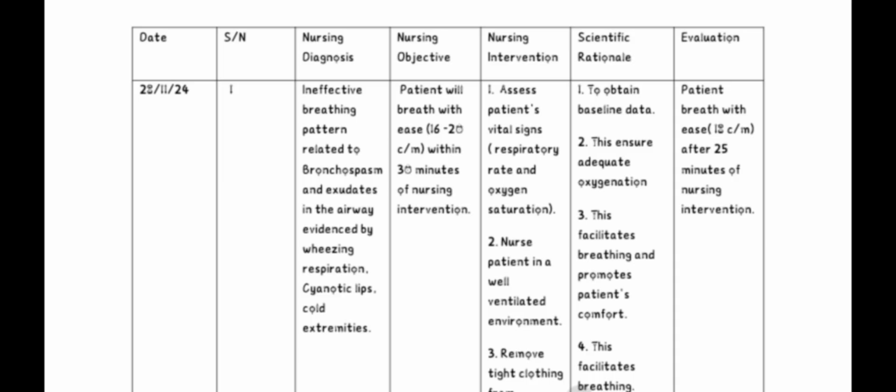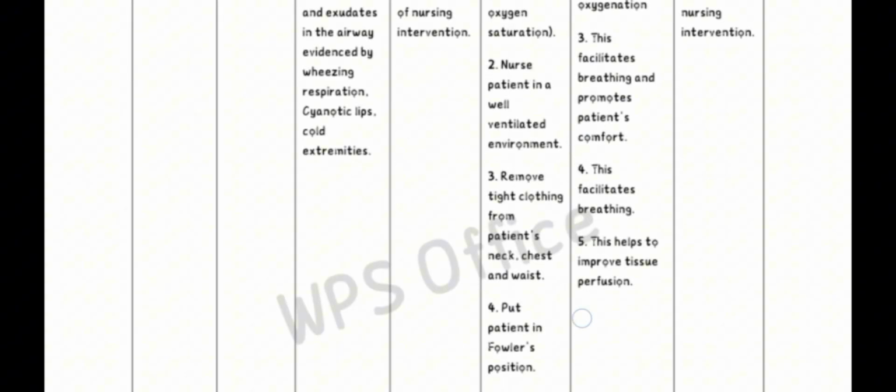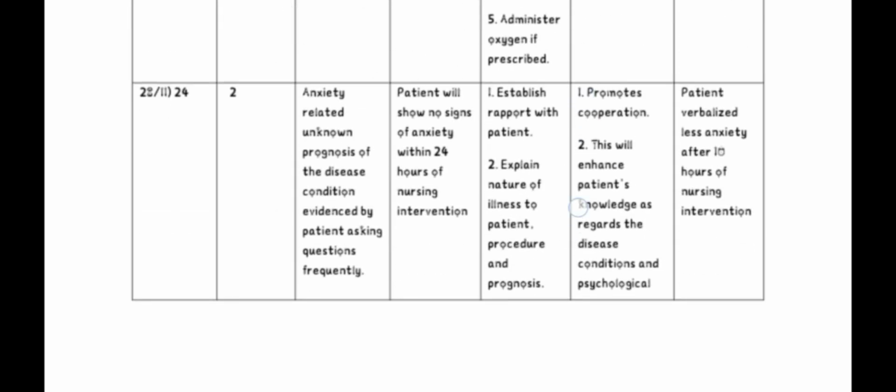So our nursing care plan has to do with your date, your serial number, your nursing diagnosis, your nursing objective, your nursing intervention, alongside the scientific rationale, and then your evaluation. So as we go further in resolving more care plans, it will be much easier. So let's go to the second nursing diagnosis.